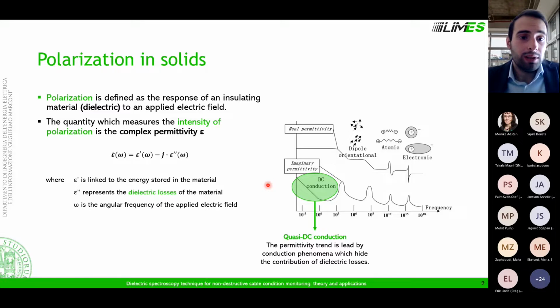The quantity which measures the intensity of the polarization, which I have briefly reported before, is the complex permittivity. The complex permittivity is made up of 2 different parts. We have the real part of permittivity, which is related to the energy stored inside the material, and then we have the imaginary part of permittivity, which is related to the dielectric losses. All the quantities obviously are functions of the frequency, which is reported here as angular frequency omega.